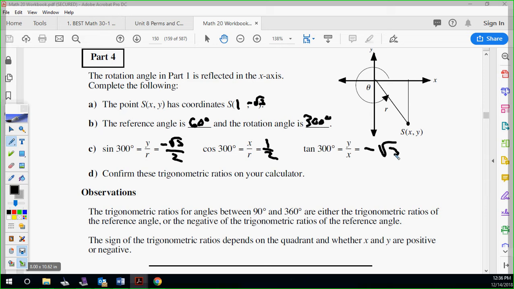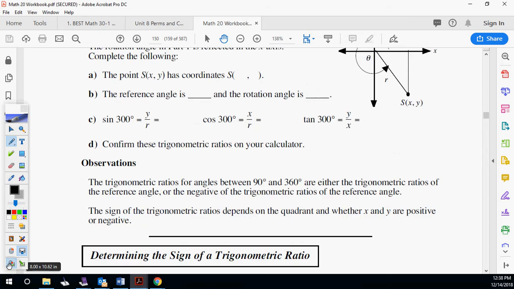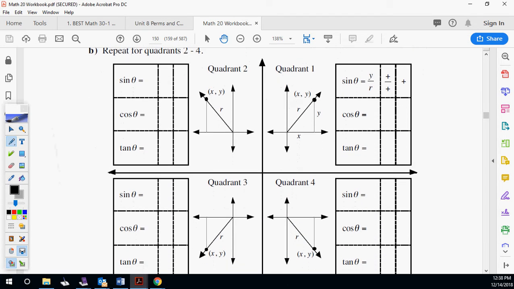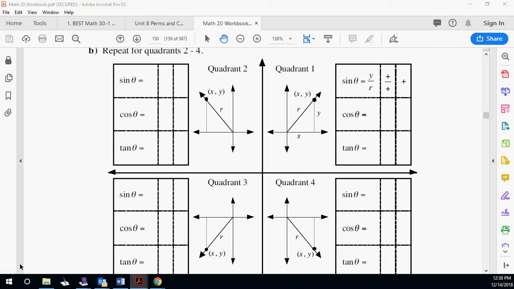Okay. So the observation you're just making is, if we look at that, in part 1, what was positive? In part 1, everything. And in part 2, what was positive? The sine. Part 3, tangent. And part 4, cosine. Okay? Keep that in mind. Okay, let's go through this here. All right, let's move up just a little bit more here.